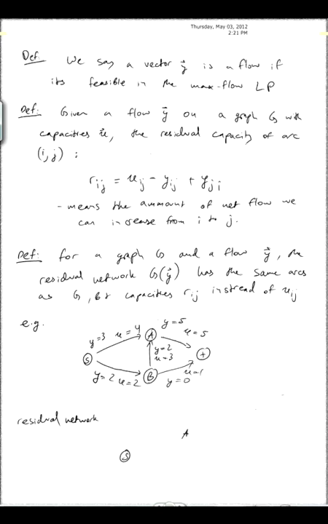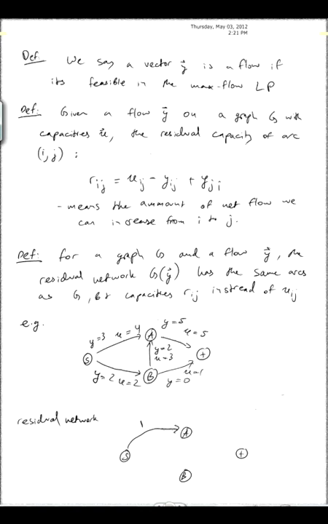So that's S, A, B, and T. Okay, so what's the residual capacity of going from S to A? Well, we could just apply the formula. So that would be U minus Y plus the Y going backwards. So U minus Y here is 1, and the Y going backwards is 0. So the answer here is 1.